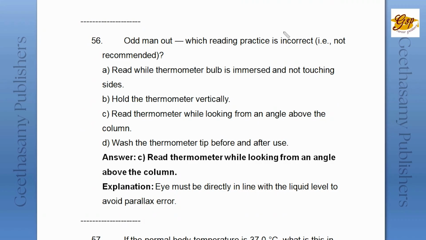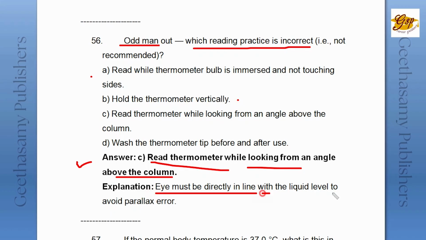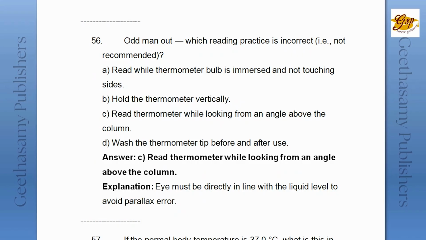And 56th question, again odd man out, which reading practice is incorrect. Read while the thermometer bulb is immersed and not touching the sides. Hold the thermometer vertically. Read the thermometer while looking from an angle above the column. Wash the thermometer tip before and after use. So here the odd man out is reading the thermometer while looking from an angle. No, it has to be direct, not at an angle, right? So avoid parallax error. Fine.